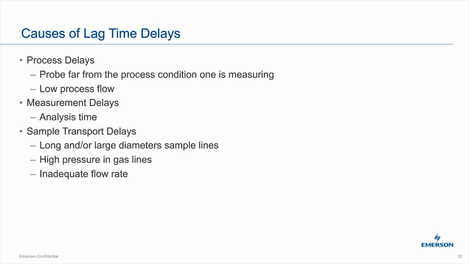And the one people tend to focus on a lot is the sample transportation delays. Again, we'll show on the next screen there's a formula, but it depends on how far you are from the probe to the GC, whether you're flowing a gas or a liquid, and how your flow rate is, slow or fast. We also talk about high pressure, which you don't want for gas lines. You want to keep the pressure low. High pressure means more volume, and more volume takes longer to get from the probe to the GC.